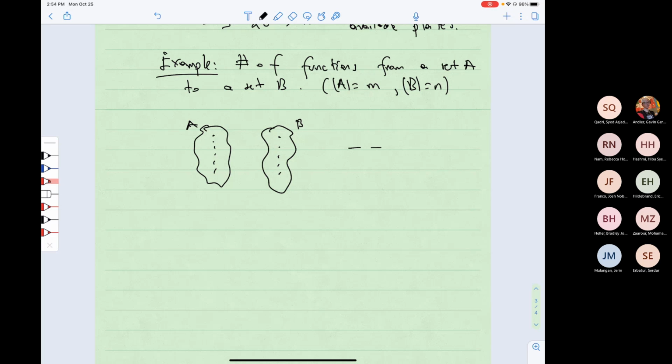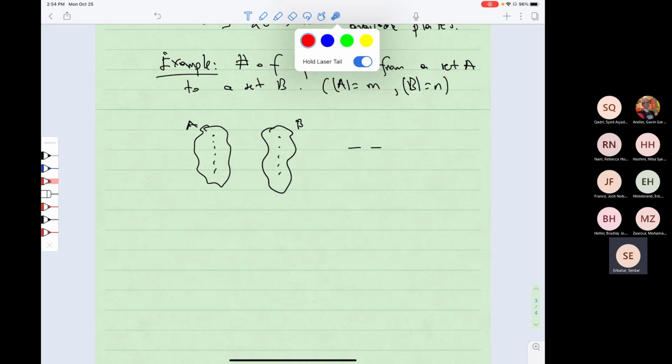A function also should do this for every element in the domain. So writing down a function is like an M-step operation, an M-step procedure. To define a function, I will take the first element and map it to something, take a second element and map it to something in the range, and so on and so on, until I'm done with the last one. So it looks like I have this M-step procedure.